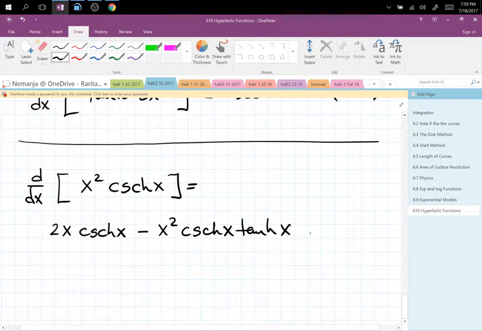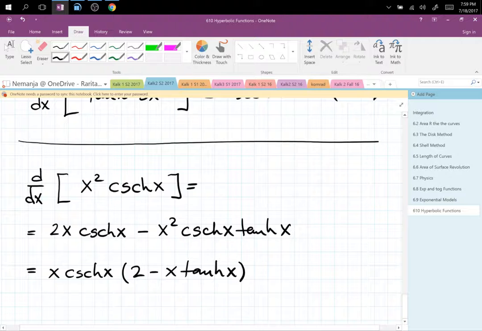Factor out what you can, because eventually you have to set it equal to 0 and get the critical points, right? There we go. So that's the simplified form. And that's that. Yeah, isn't it cotangent?